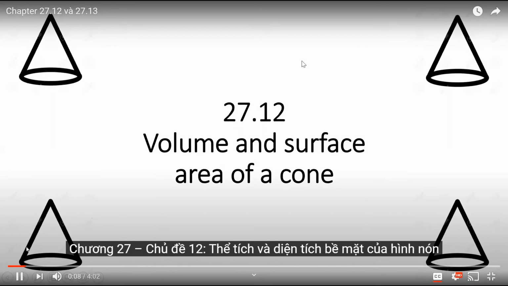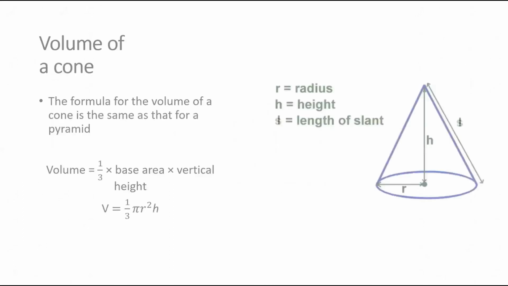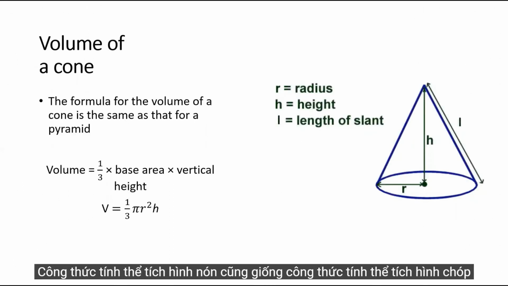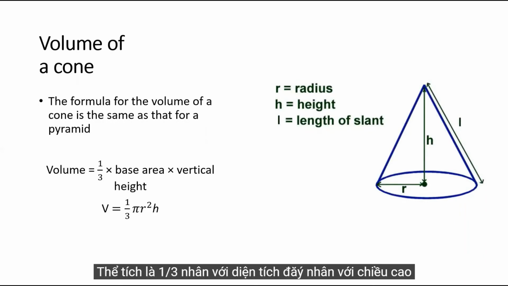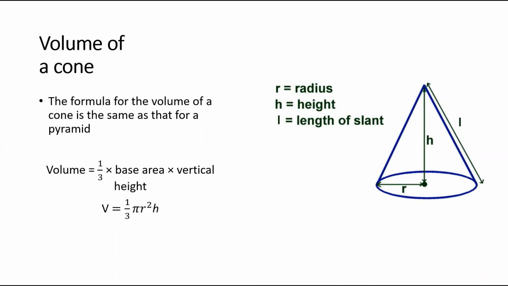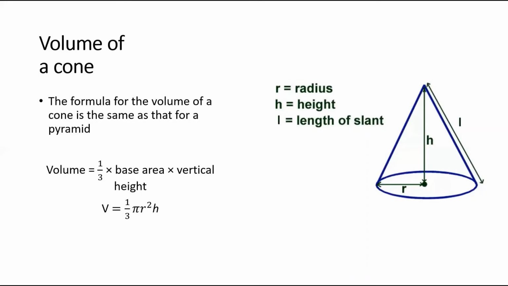Chapter 27. Topic 12. Volume and surface area of a cone. The formula for the volume of a cone is the same as that for a pyramid. It is given by 1/3 times base area times vertical height. The base of a cone is basically a circle, so the area of it is pi r to the power of 2.